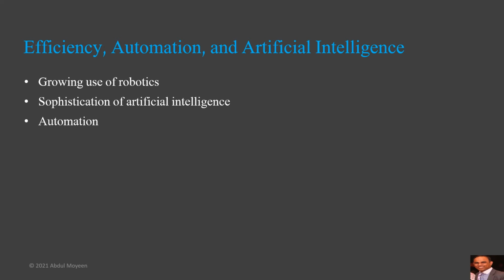The growing use of robotics, the sophistication of artificial intelligence, and automation have dramatically reduced labor cost and increased productivity in a variety of industries. South Korea is the world leader in robot use, while other countries like China, Japan, and the USA have also been in the race of adopting robots in their production process. Similar trends are also emerging in the case of automation. Companies like Uber, Google, and Tesla are investing heavily in developing self-driving cars.